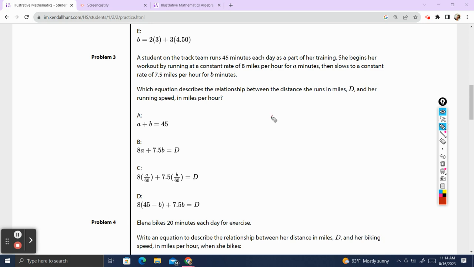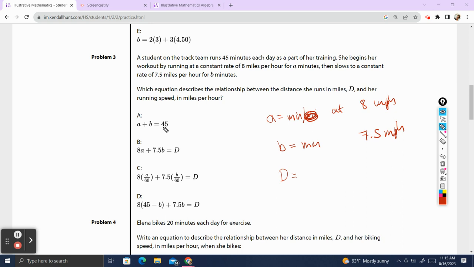We have A is equal to minutes, and then we have B is equal to minutes. So A is minutes at 8 mph, miles per hour, and B is minutes at 7.5 mph. So we have an equation to describe the relationship between the distance she runs and her running speed in miles per hour. So D represents distance. So let's look at our answers.